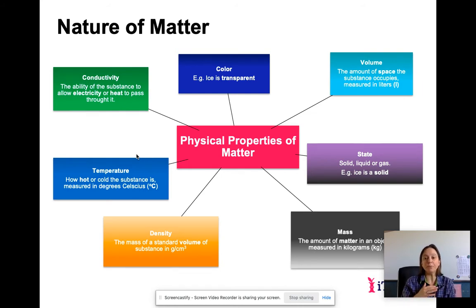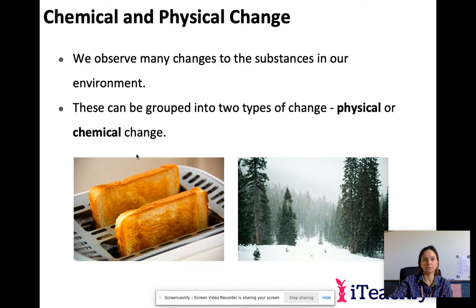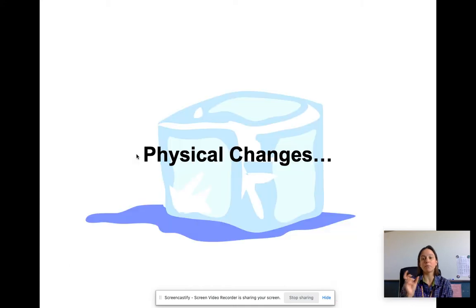So the physical properties are the properties that describe the substance. When we look at physical and chemical changes, a physical change is only altering physical properties, whereas chemical changes are actually looking at the chemical makeup.